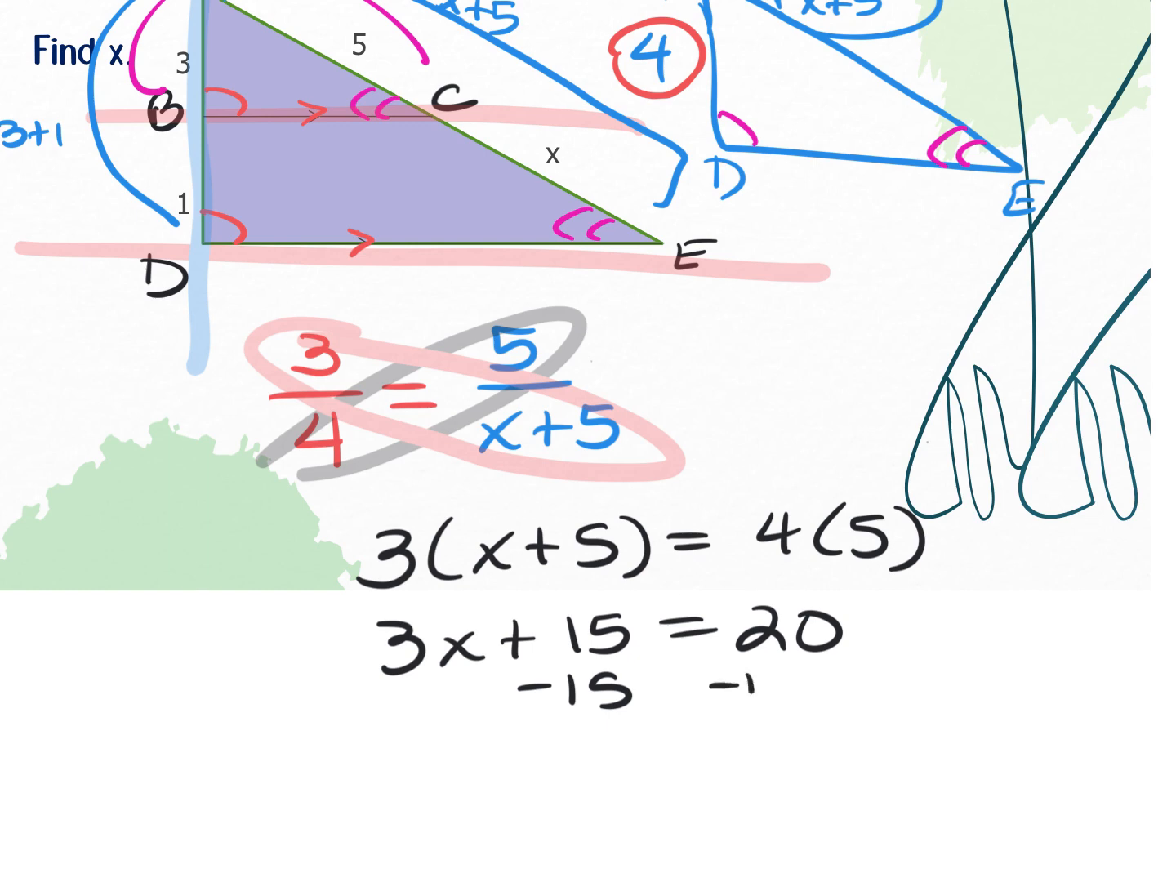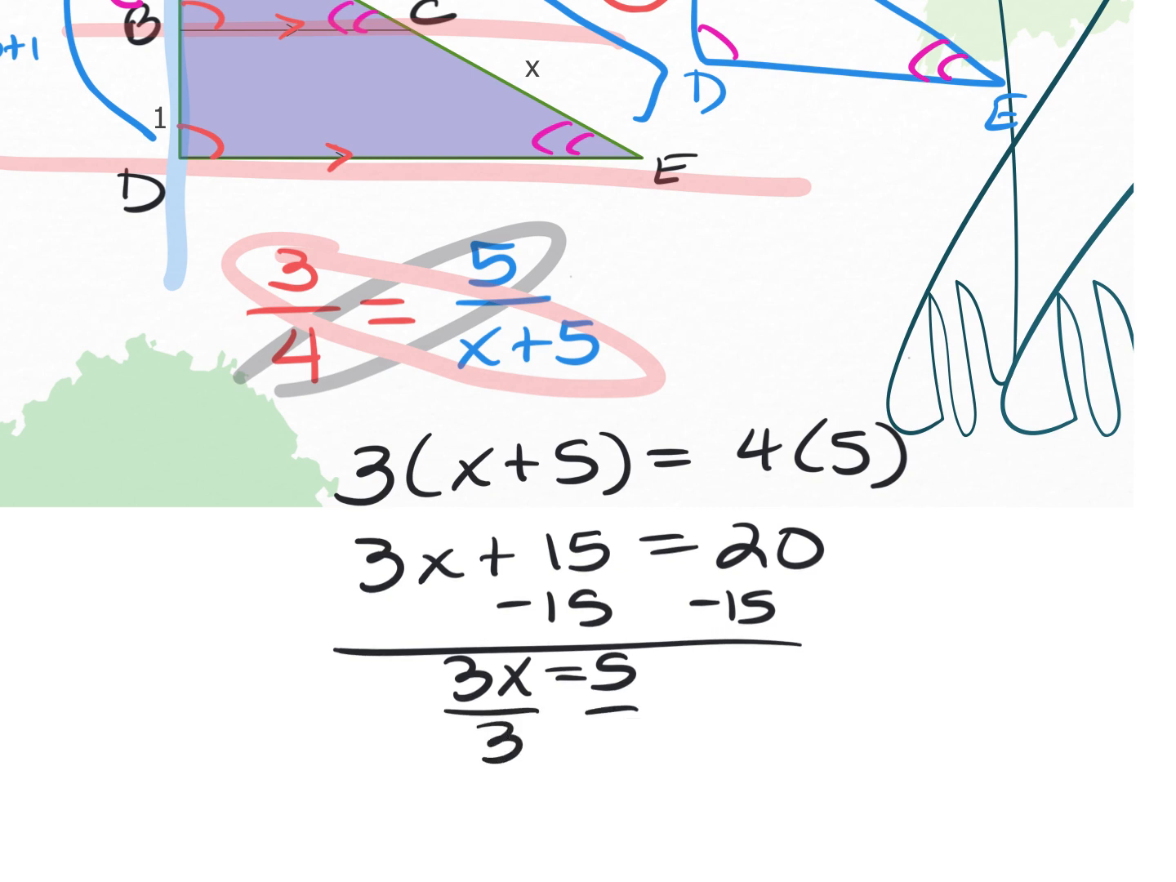Subtract 15. 3x equals 5. Divide by 3. And x equals 5/3. We can make it a mixed number. 3 goes into 5 once with 2 left over. I wouldn't make it a decimal because it actually turns into 1.6 repeating. So when it's a repeating decimal, just make it a mixed number.